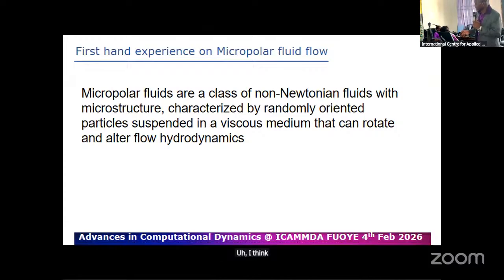I think the first thing I want to talk about, amongst all the work I've done, is micropolar fluid flow. Micropolar fluids are non-Newtonian fluids. Why? Because they have microstructure, and there are small particles that are oriented in the fluid. They are called particle suspensions. They are inside the viscous medium and they can rotate and alter flow dynamics. So it's very important.